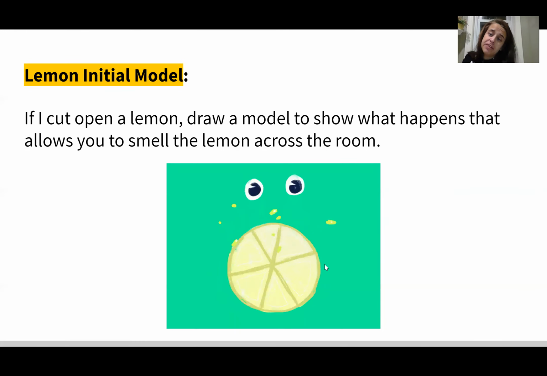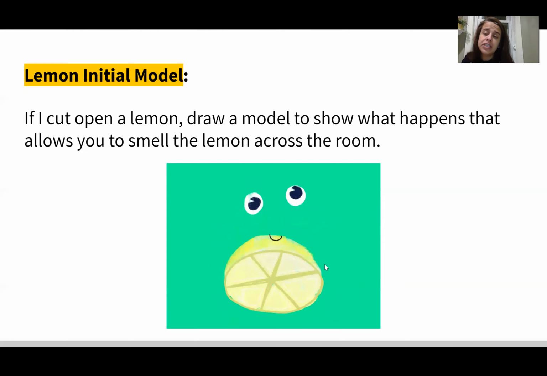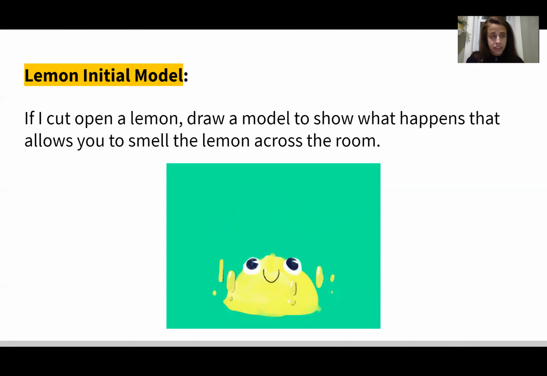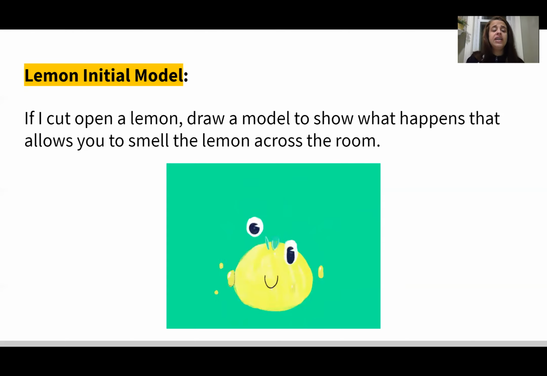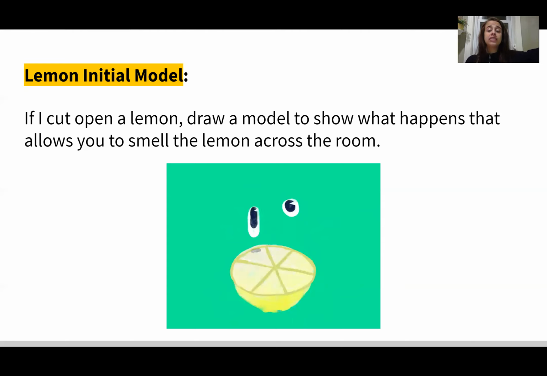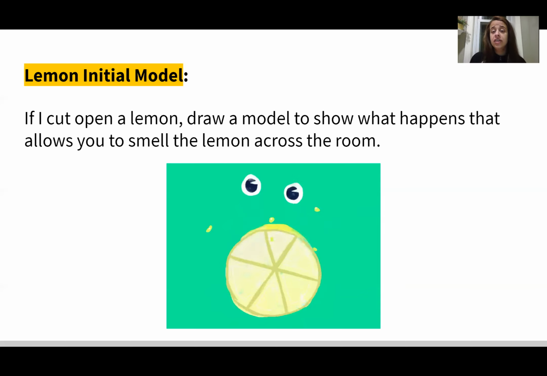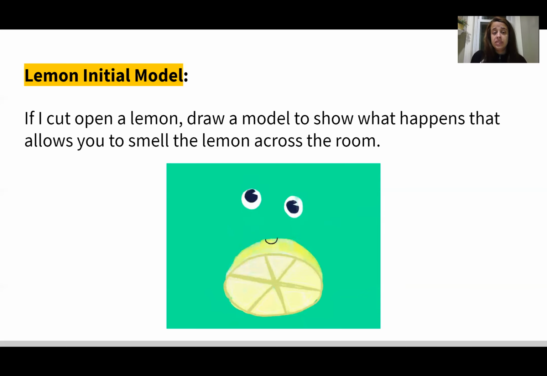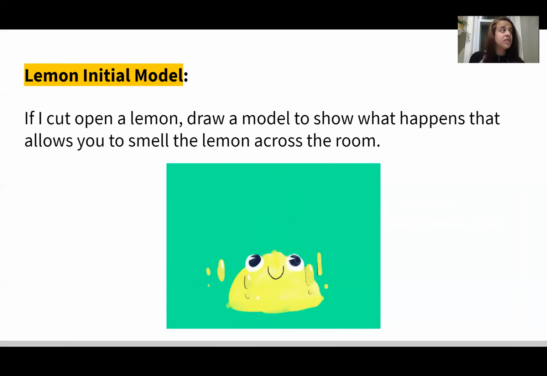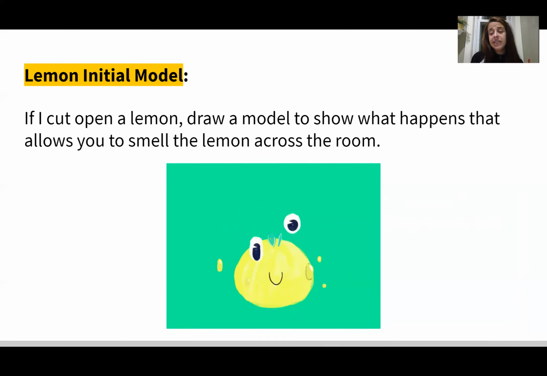Okay, so first, the very top of the packet that you guys have, either physically or online, from the packet that I posted on Google Classroom for this week. So if we cut open a lemon, what happens? If I cut open a lemon across the room, will I be able to smell it if I walk 10 feet away? If I walk 5 feet away, if I walk 20 feet away, what's going on? So draw a model to show what's happening as you smell a lemon across the room, or if someone sprays cologne across the room. What is happening that you can smell it from X feet away? So pause the video right now so you guys can get your initial thoughts down.